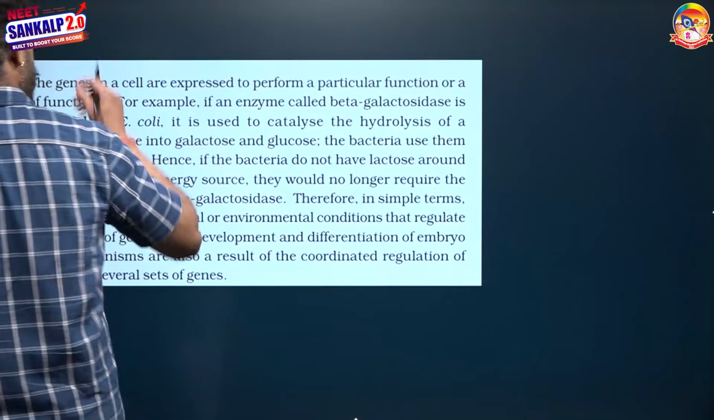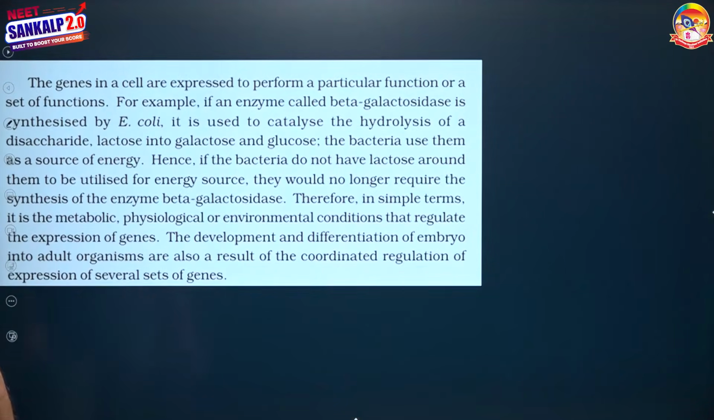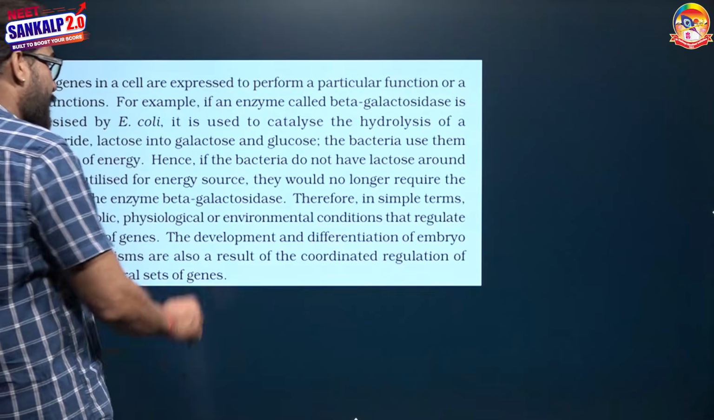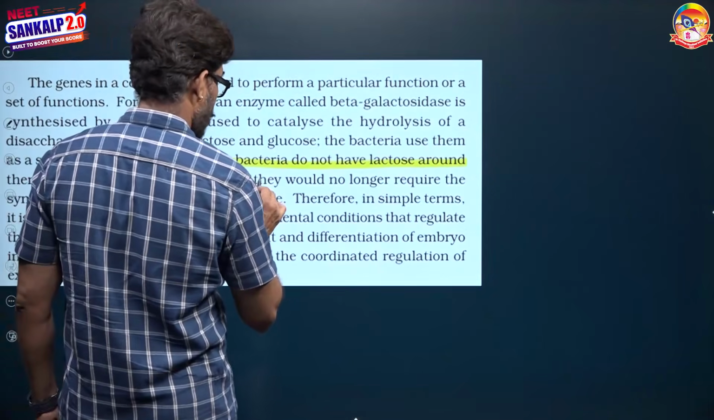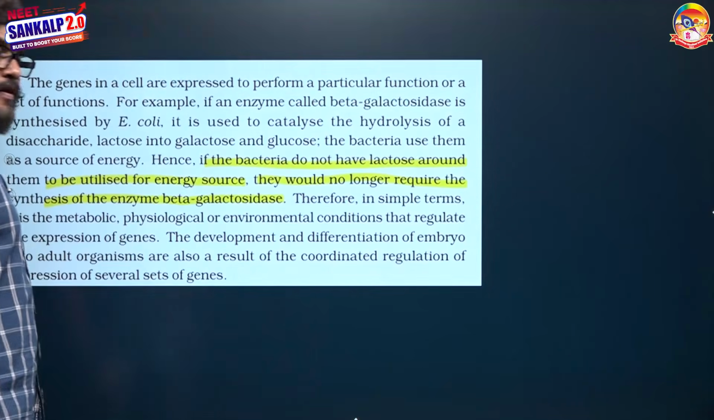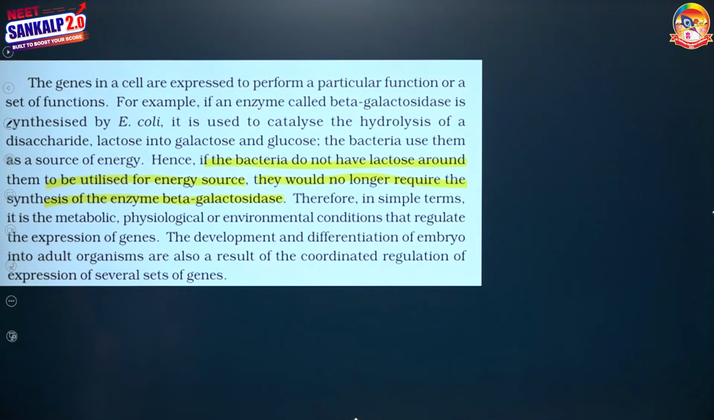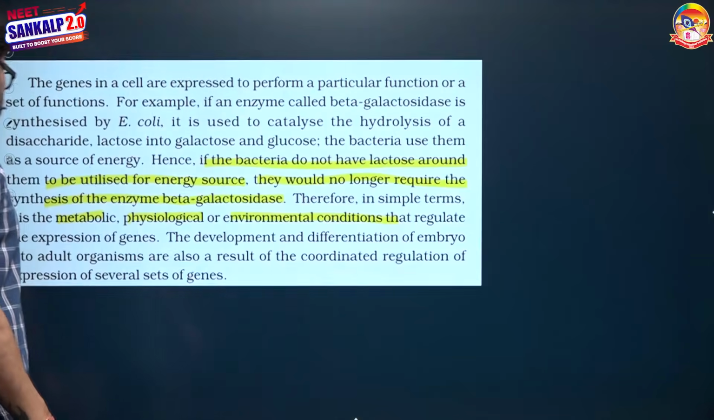The genes in the cells are expressed and perform a particular function or a set of functions. For example, the enzyme beta-galactosidase is synthesized by E. coli, and it is used to catalyze the hydrolysis of the disaccharide lactose into galactose and glucose. If bacteria do not have lactose around them to be utilized as an energy source, they would no longer require the synthesis of the enzyme beta-galactosidase. Therefore, in simple terms, it is the metabolic, physiological or environmental condition that regulates the expression of genes.